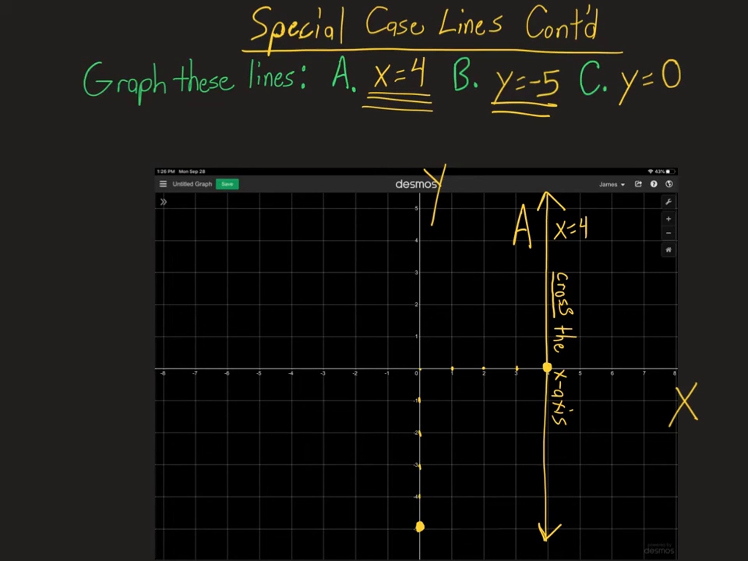Let's use a different color, which means we go the opposite. We go perpendicular to the y-axis when we make that line, because our equation crosses the y-axis, and that's equation B. It's at y equals -5, and there we go.